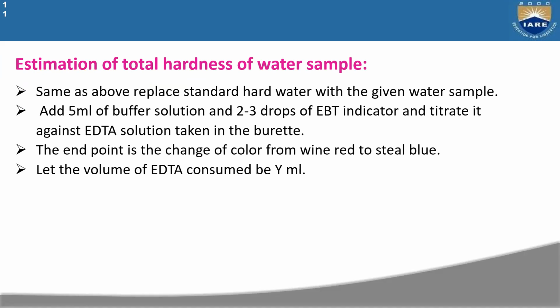Estimation of total hardness of water sample. Total hardness means permanent and temporary hardness together. That one we call total hardness. So, same as the above, replace standard hard water with the given water sample.